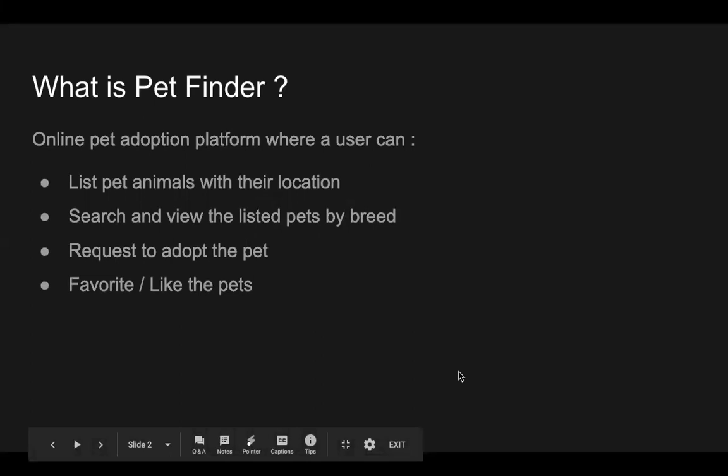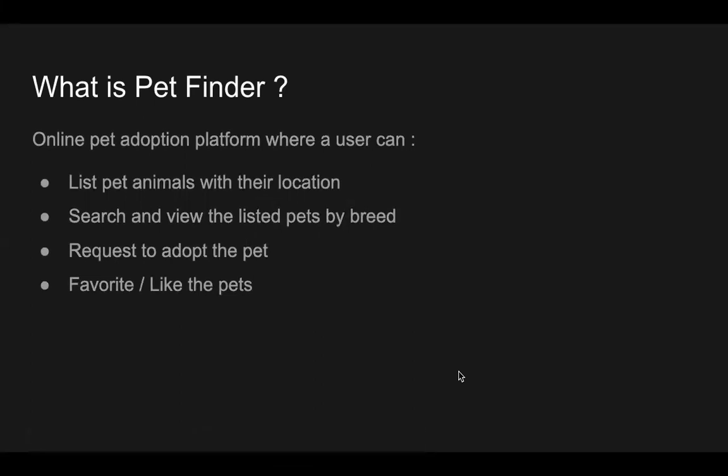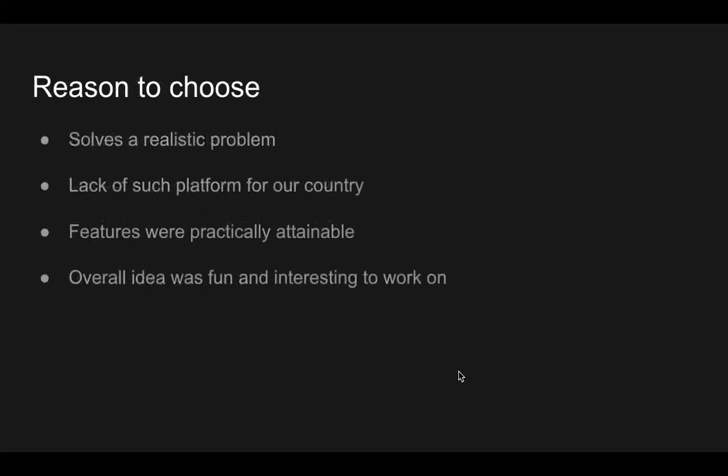Pet Finder is an online pet adoption platform where a user can list pet animals with their location, search and view the listed pets by breed, request to adopt those pets, and also favorite and like the pets so they can store those liked pets on their profile itself.